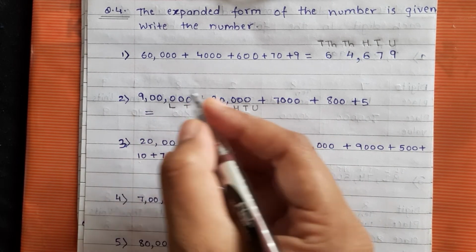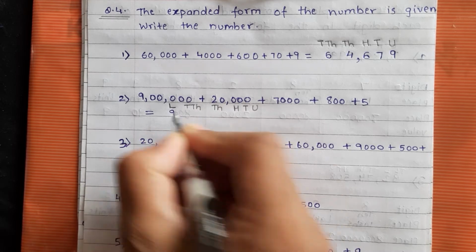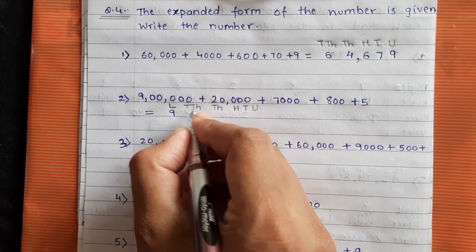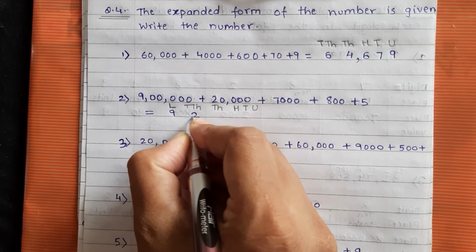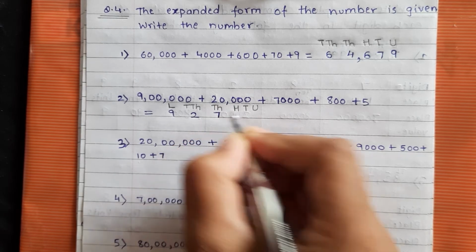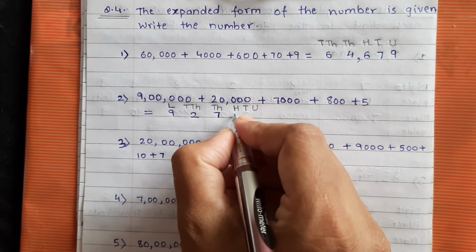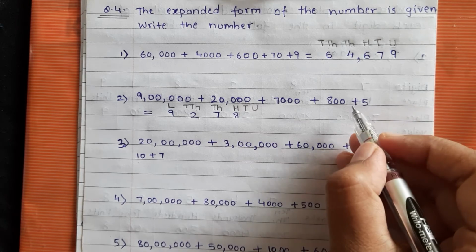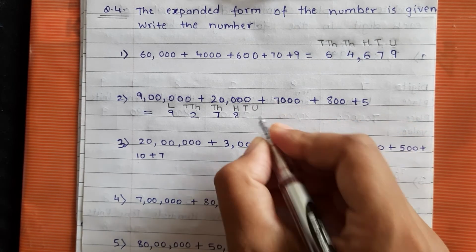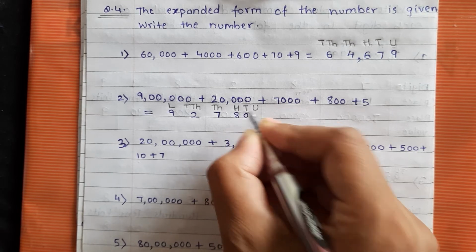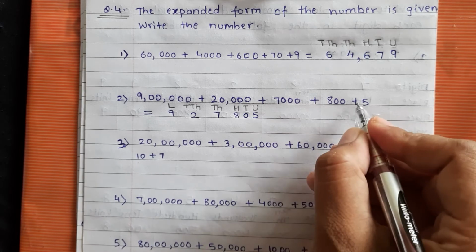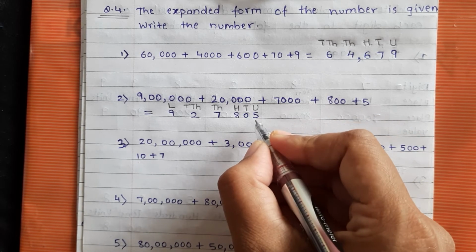Now look at the numbers. First is 9 lakh. So at lakhs place there will be 9. Then 20,000 means at 10,000 place there will be 2. Then 7,000. So 1,000 place 7. Then 800. 100 place 8. Then there is no 2-digit number. So at tens place there will be a 0. And last is units place 5. Single digit comes in the units place.